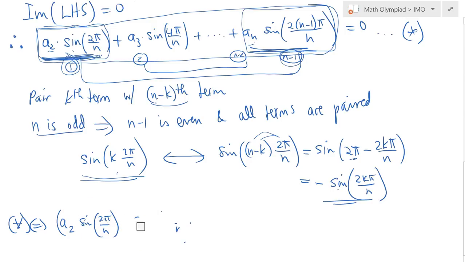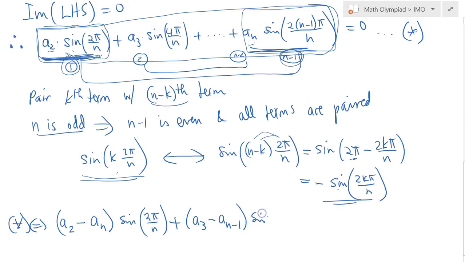So finally, that's why I was planning to write it as A2. Let's cut it short. It's just A2 minus an, times sine of 2 pi over n. And we continue like this. Then we will have A3 minus A sub n minus 1, times sine of 2 times 2 pi over n, which is 4 pi over n, and so on, until the middle terms, which look complicated. And to be honest, I don't.